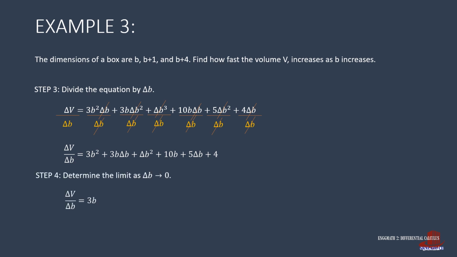Lastly, look for the limit as delta B approaches 0. And by doing so, all terms with delta B zero out to leave us with the rate of change of the volume to B as dV all over dB, which is equal to 3b squared plus 10b plus 4.